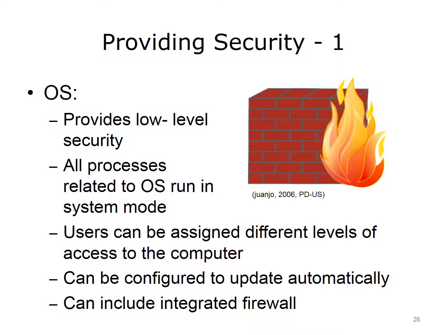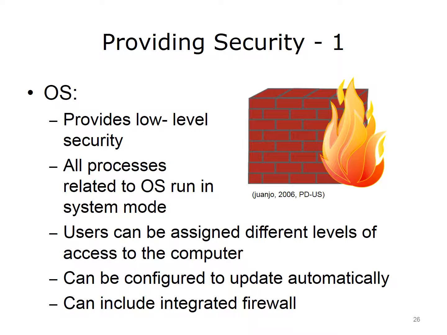Finally, the OS provides low-level security. It runs all processes related to the OS in system mode, meaning users cannot access the processes. It can provide user accounts and access rights to protect access to the computer and the file system. Also, current operating systems can be configured to update automatically, which means that any security holes can be patched quickly.